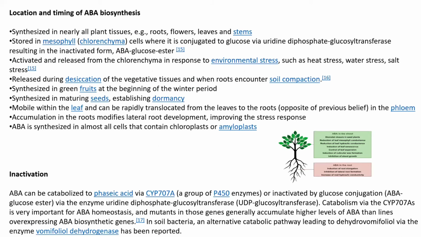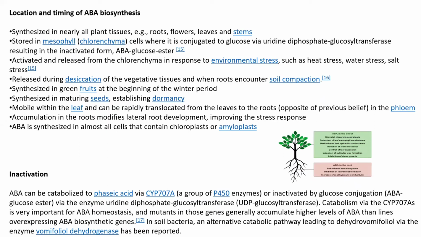Coming to the location and timing of ABA biosynthesis. It is synthesized in nearly all plant tissues, for example roots, flowers, leaves, and stem. Stored in mesophyll cells where it is conjugated to glucose via uridine diphosphate glucosyl transferase, resulting in the inactivated form, ABA glucose ester. It is activated and released from the chlorenchyma in response to environmental stress such as heat stress, water stress, and salt stress. Released during desiccation of the vegetative tissues and when roots encounter soil compaction. Synthesized in green fruits at the beginning of the winter period, and synthesized in maturing seeds, establishing dormancy.